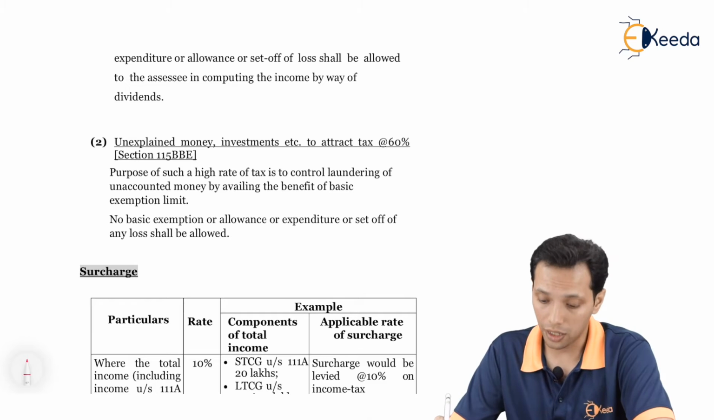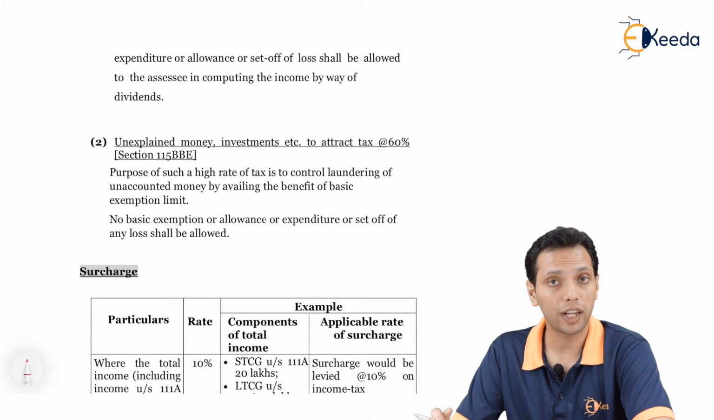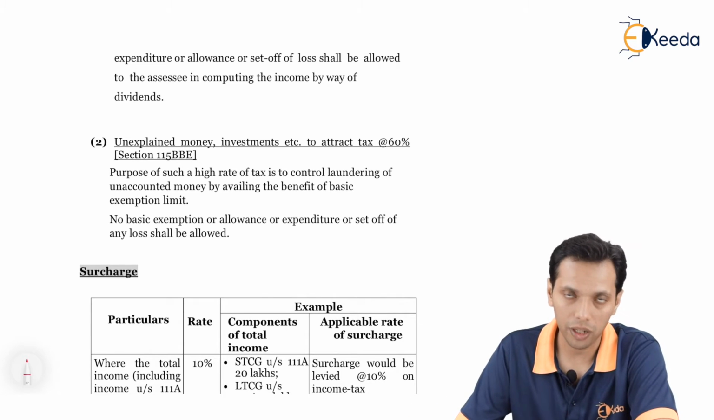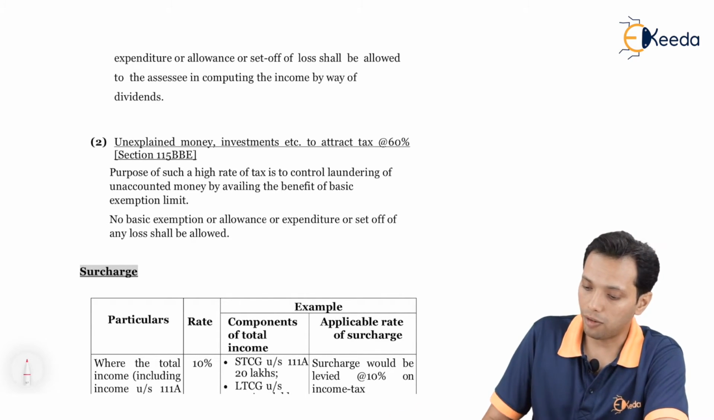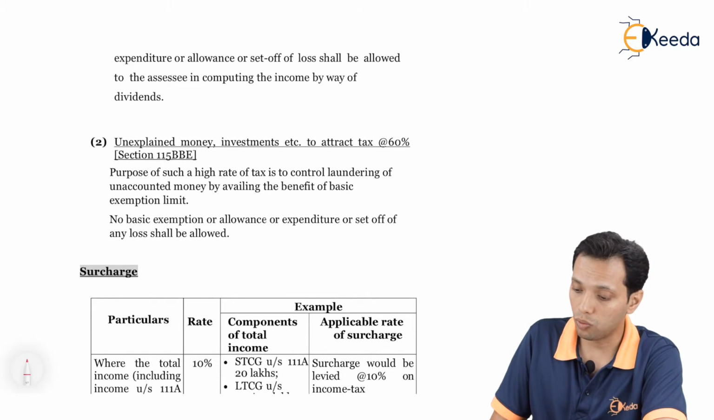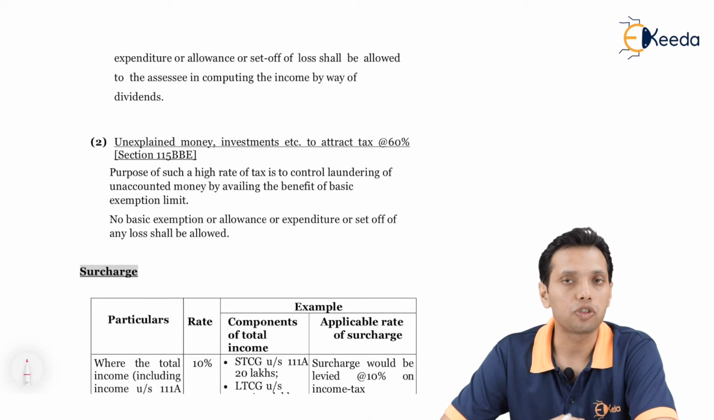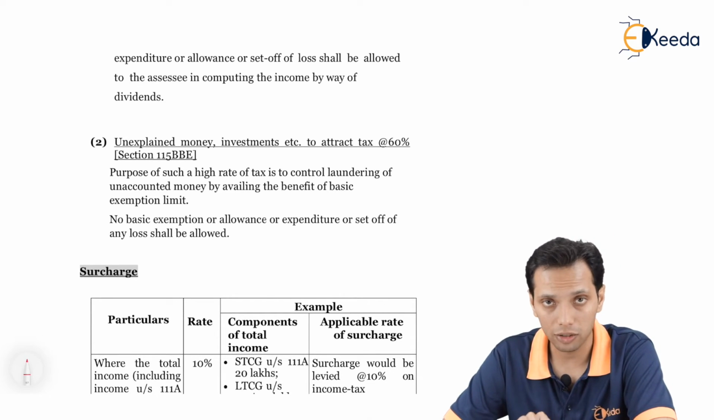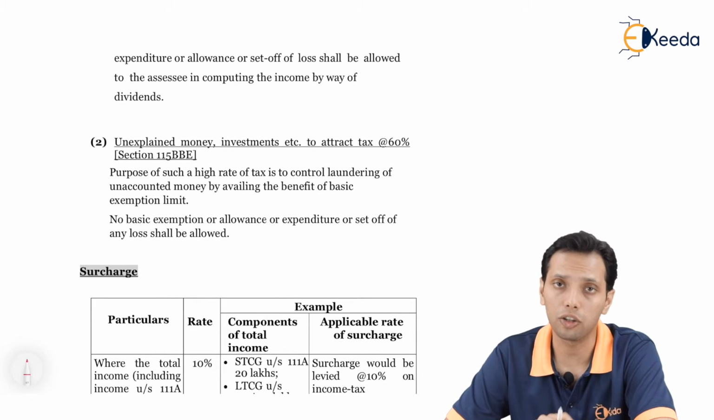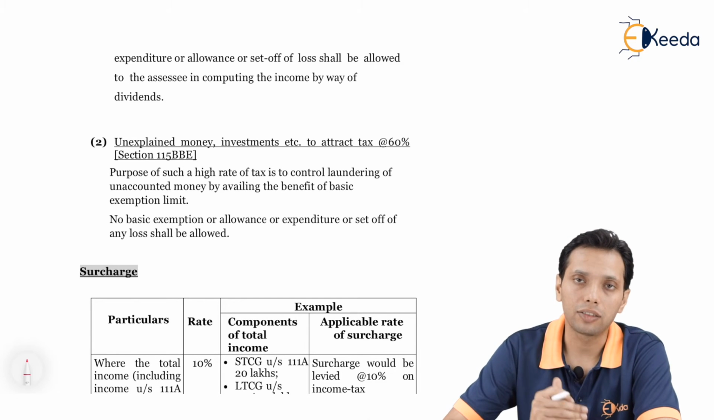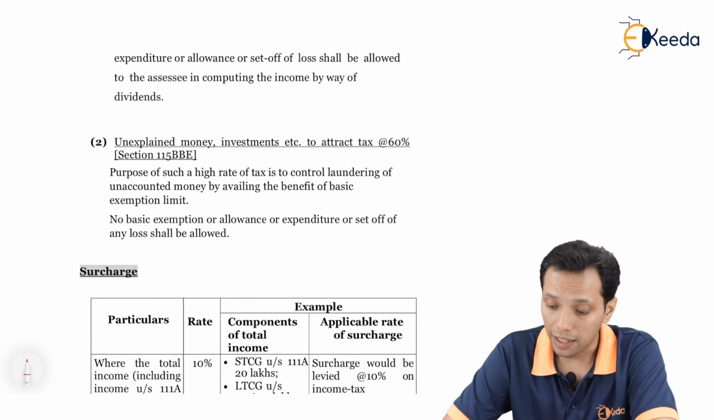And 115BBE, again, is a high rate of tax. The high rate of tax is charged to control laundering of unaccounted, undisclosed money by availing the benefit of the basic exemption limit. What a person can do is use the unaccounted money and show it in the hands of a relative who does not have any source of income, and that undisclosed income is the only source of income they have. They can take the benefit of the slab rates, and accordingly the incidence of tax or the rate of tax can be reduced.